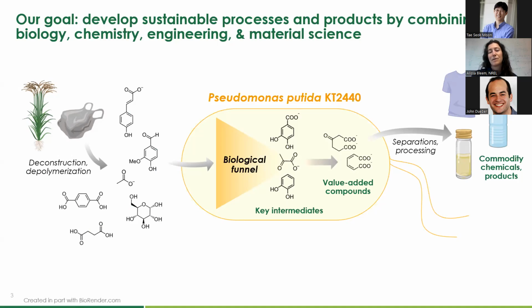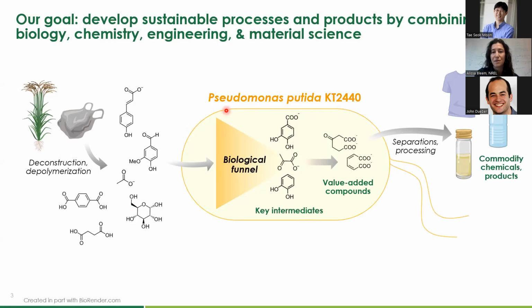So basically what we're trying to do is leverage engineered bacteria to take waste feedstocks, so things like biomass or plastics, deconstruct and depolymerize those using catalytic, both chemocatalytic and biocatalytic approaches. And then what we get is a mix of different, usually monomeric compounds, so things like sugars, organic acids, and aromatic compounds. And then where I come in is trying to engineer organisms.